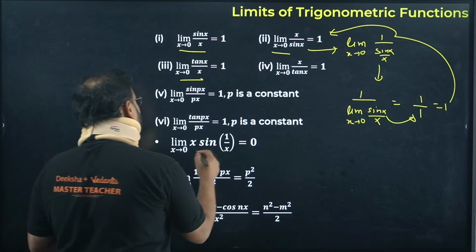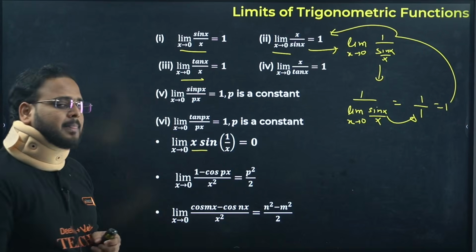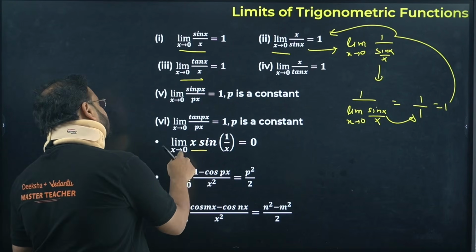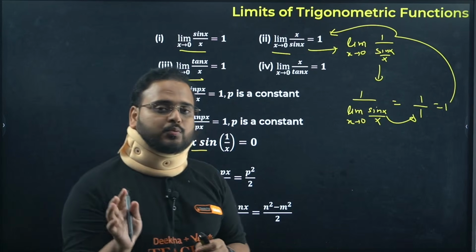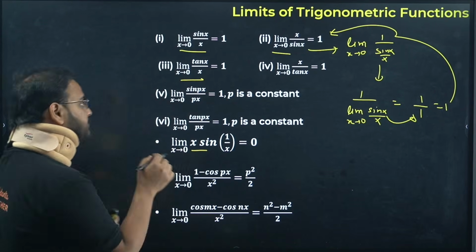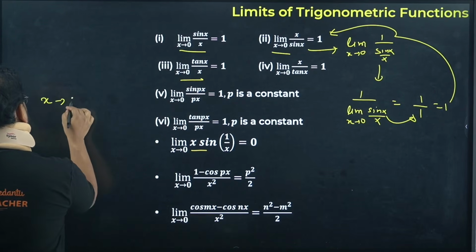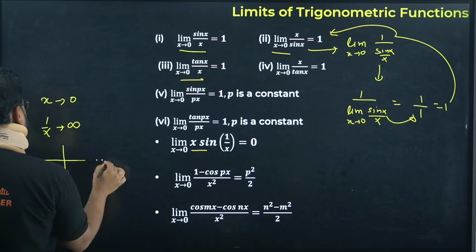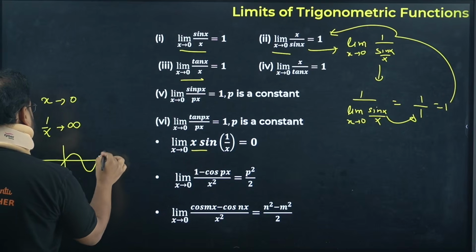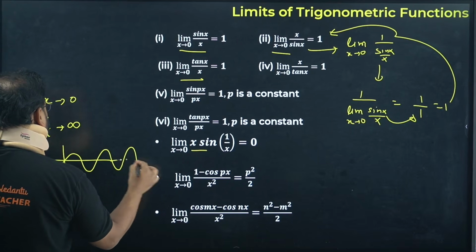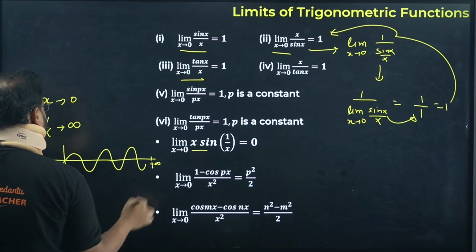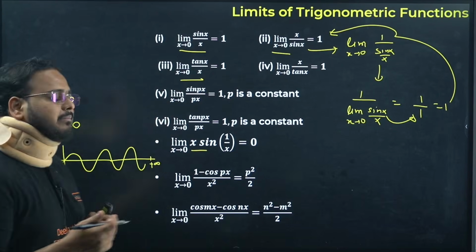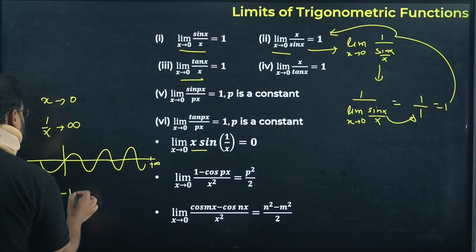If you have x sine of 1 by x, why is it 0, sir? Because sine of 1 by x, when x is 0, what about 1 by x? Infinity. Look at the sine function. It will keep going over here for a very large value, plus infinity. What happens to this value? That value at plus infinity will be what? Between minus 1 and 1 only. Because the sine function is always between minus 1 and 1 only.